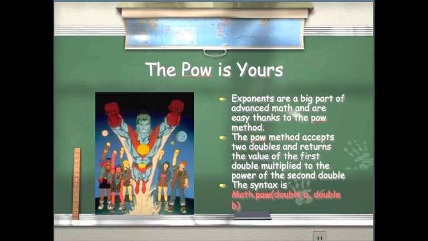Still, if you manage to pass calculus your first or fifth time, you fancy pants, you can make use of the power method. This method accepts two values and returns the first value multiplied to the power of the second value. The syntax is math.pow, and in the parentheses you pass the first two values, the first value being what is multiplied to the power of the second value.